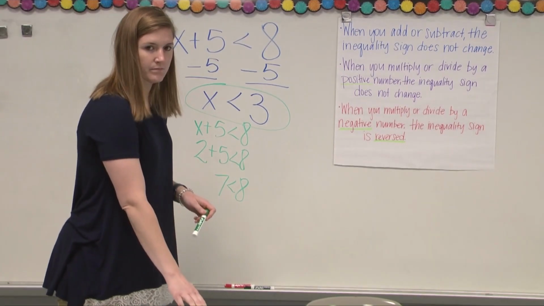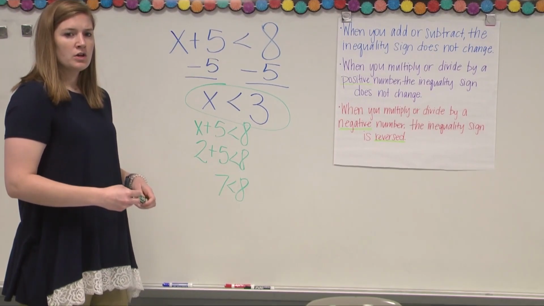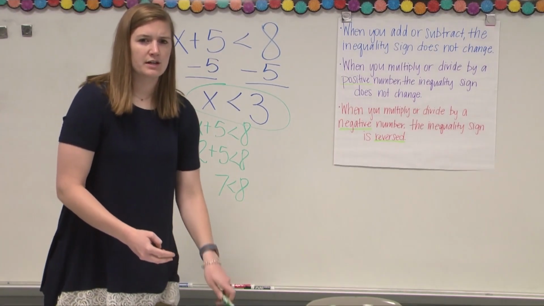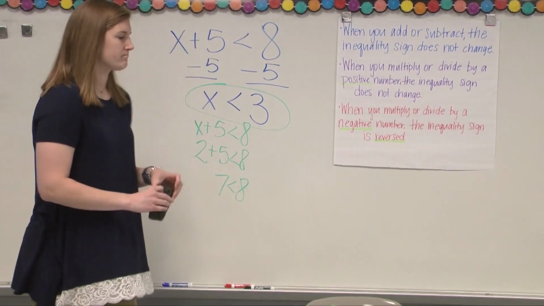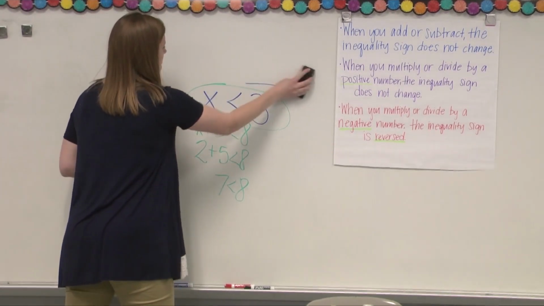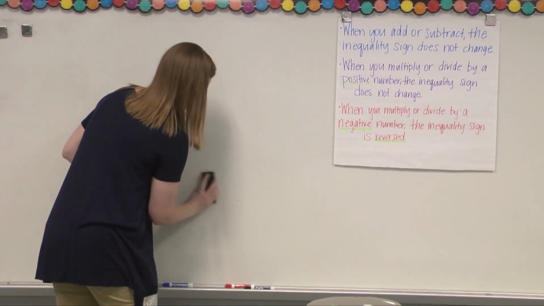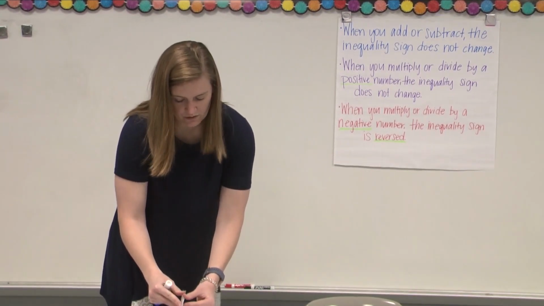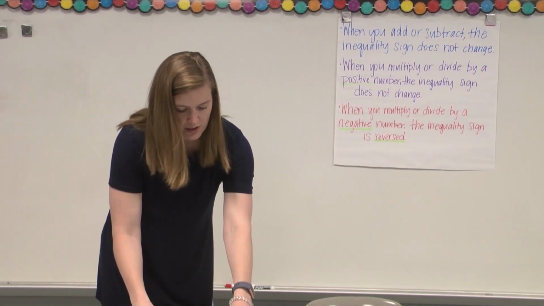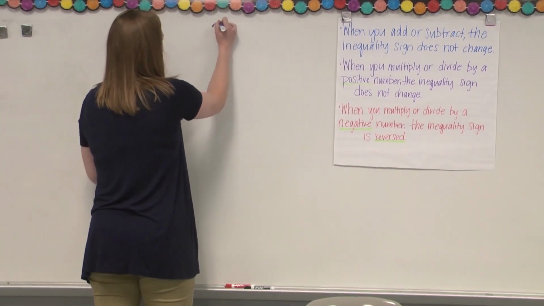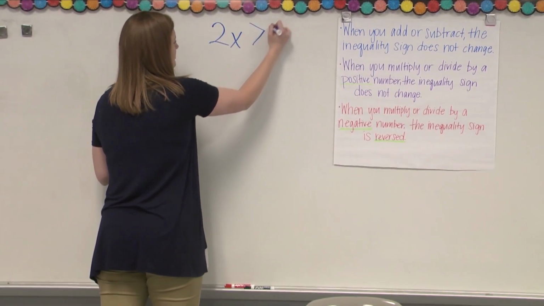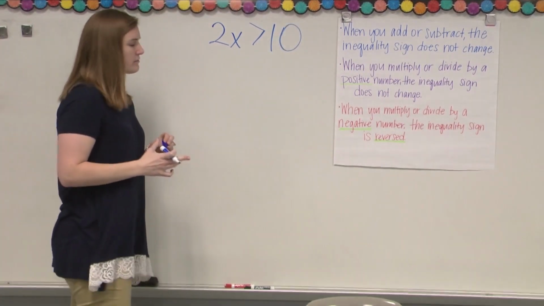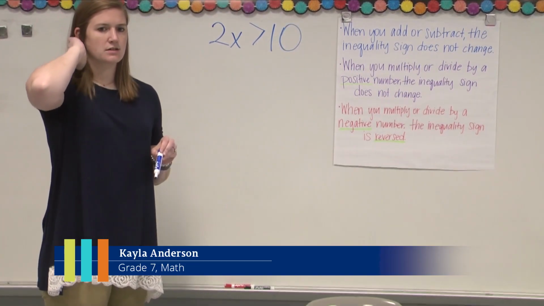Okay? So, let's try another example. Let's try another example. So let's do 2x is greater than 10. Go ahead and write that one down. 2x is greater than 10.